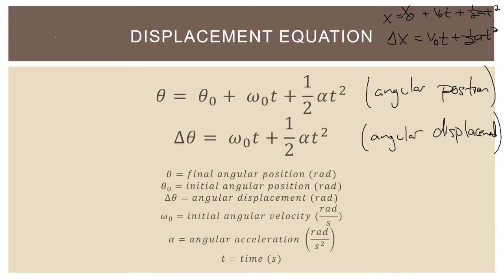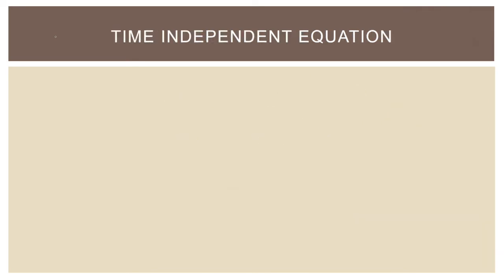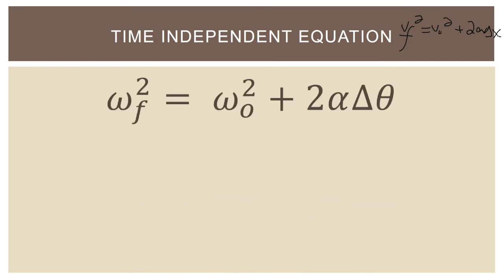Moving on now to the last equation, we have our time-independent equation. And in a way that's not going to surprise anybody, the time-independent equation, as we wrote it when we were talking about kinematics, was vf squared equals v naught squared plus 2a delta x. And so we have our final velocity squared equals our initial velocity squared plus twice the acceleration times the displacement. And so we are going to have omega replacing the v's, alpha replacing the a's, and of course delta theta replacing our delta x. And so the equation should look like this.